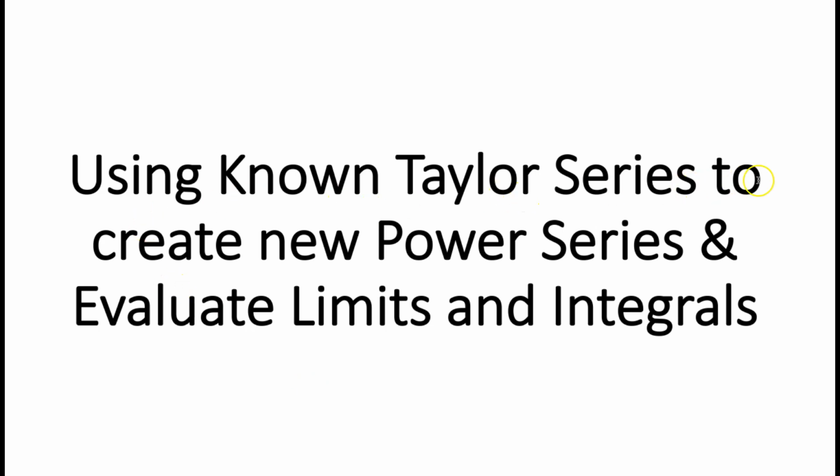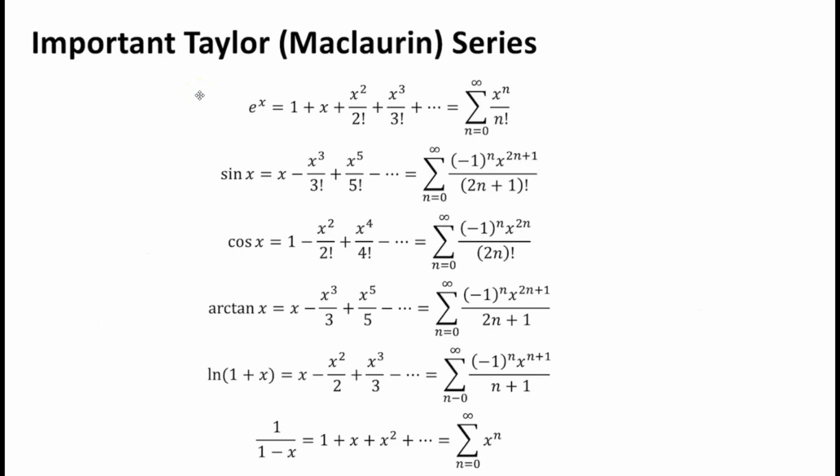Using known Taylor series to create new power series and evaluate limits and integrals. Before we can use Taylor series, we need to know some important Taylor series. Or really, these are all Maclaurin series because they're centered at 0. So first, e to the x is equal to 1 plus x plus x squared over 2 factorial plus x cubed over 3 factorial, and so on, with the general term looking like x to the n over n factorial.